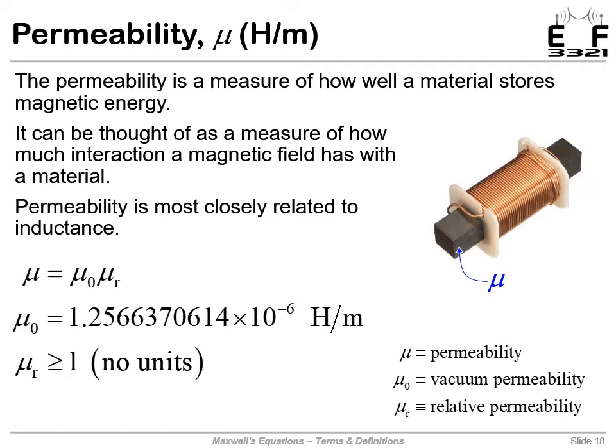Just like the permittivity, we'll write the permeability as the product of two terms, the free space permeability and the relative permeability. The free space permeability is 1.256 times 10 to the minus 6 henries per meter. And everything else has to have a relative permeability higher than the vacuum of space, so this relative permeability is always greater than or equal to 1, and it has no units.